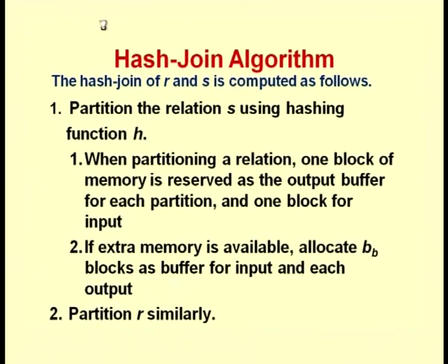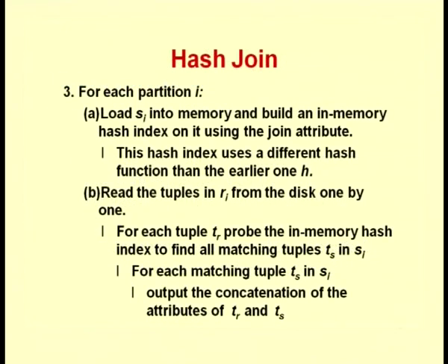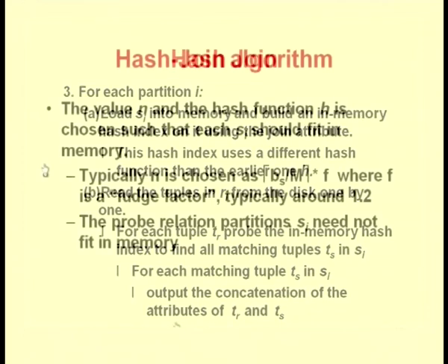Partition R similarly. For each partition i, what you do? You load Si into memory and build an in-memory hash index on it using the join attributes. This hash index uses a different hash function than the earlier one. Read the tuples in Ri from the disk one by one. For each tuple tr, probe the in-memory hash index to find all the matching tuples. For each matching tuple, output the concatenation of the attributes of the two tuples.